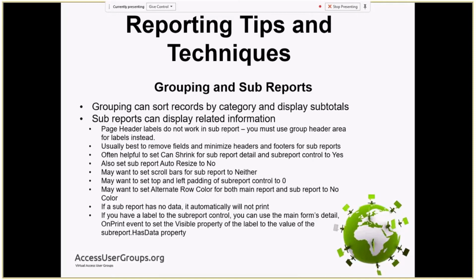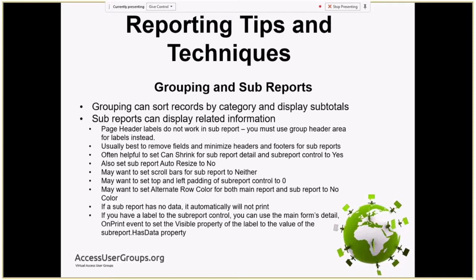Like I said earlier, if a sub-report has no data, it automatically will not print, and that's only in the print preview or the actual print mode, not in report view mode. If you have a label to your sub-report control, you can use the main form's detail on print event and set the visible property of that label to the value of your sub-report has data property.